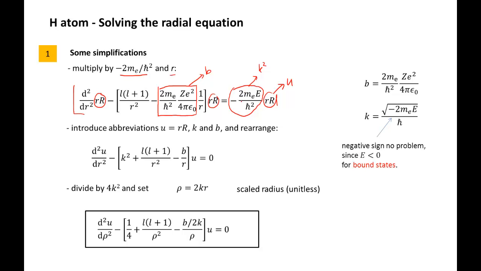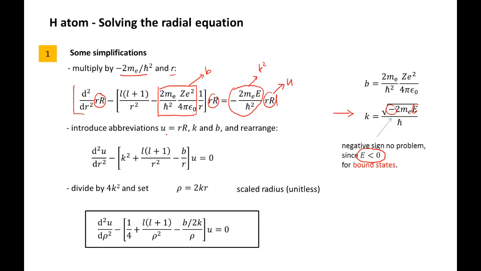If k squared is this, then k, of course, is equal to this, the square root of negative 2me times e all over h bar. Now that negative sign might look like a problem, but it is not. Remember that the energy for bound states is negative, so a negative quantity with a negative sign in front gives a positive, and we can take the square root. So k is actually real.